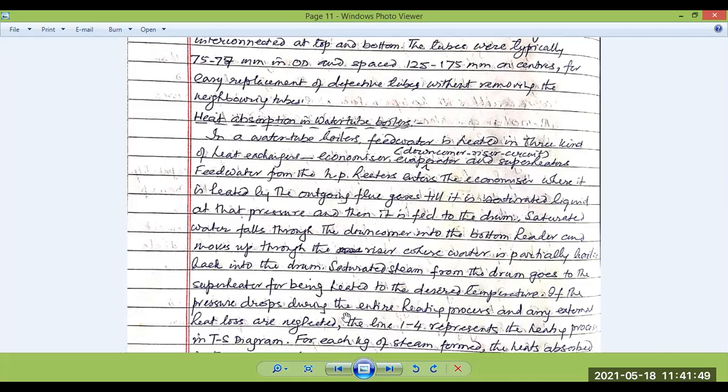And the pressure drops during the entire heating process and any external heat losses are neglected. The line 1-2-3-4 in the next page, I will show you, represents the heating process in a T-S diagram.